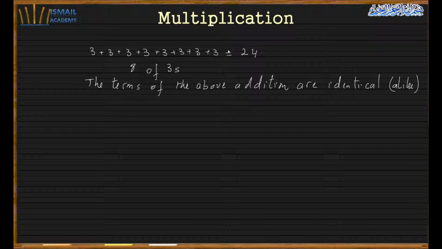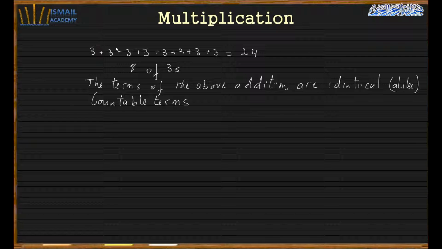So what about the number of terms? Can we count the number of terms? Yes, the number of terms is countable. So this is the second property of this addition: it has countable terms.